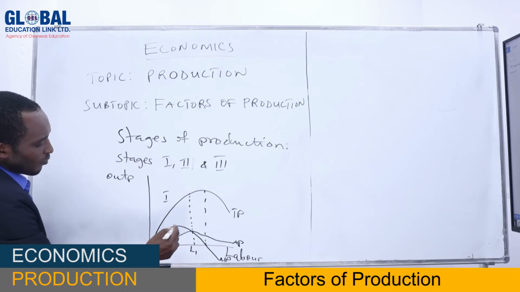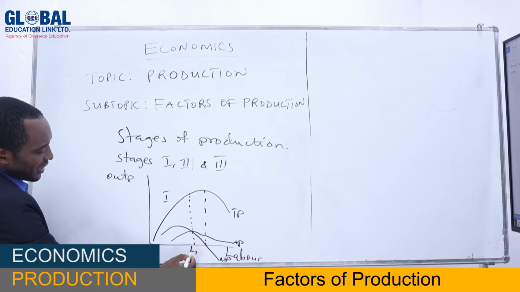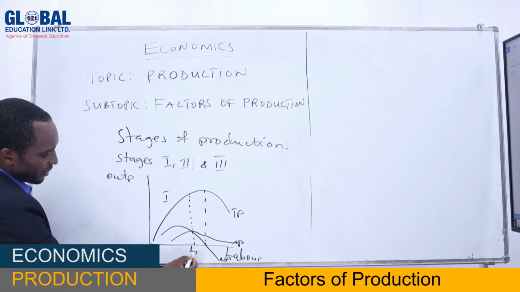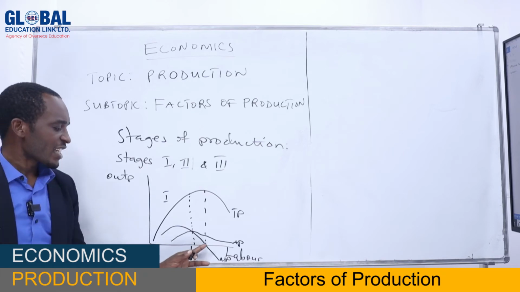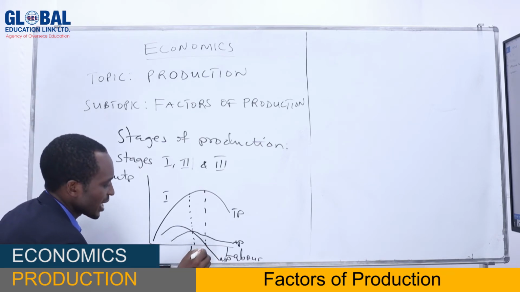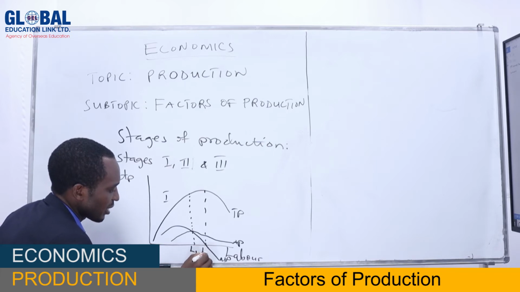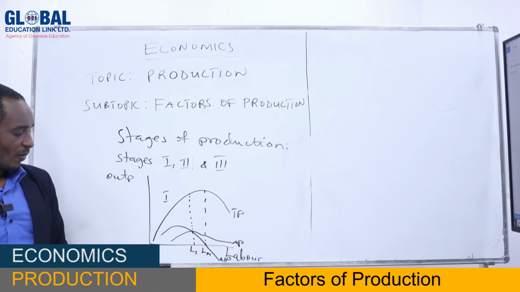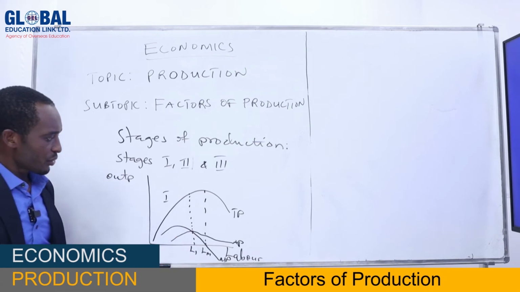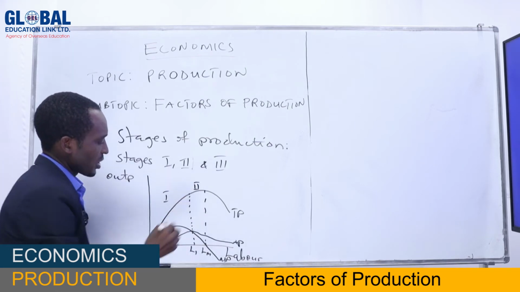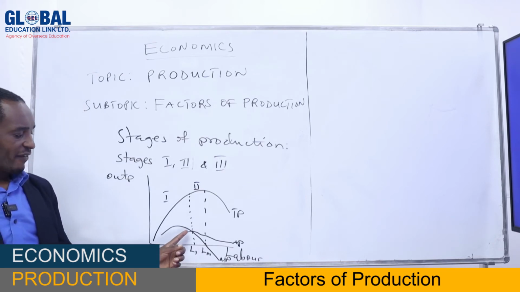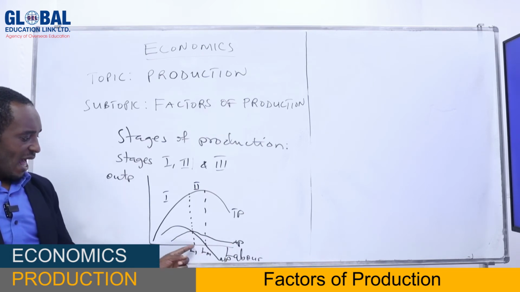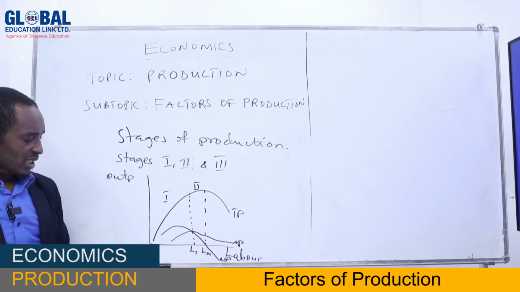And stage 2 starts when the marginal product is equal to the average product, at this point L1, up to when the marginal product is equal to 0. When the marginal product is equal to 0, at this point I can put LM, so the labor will be LM. So stage 2 starts when the average product is at a maximum, or when the marginal product intersects with the average product, up to when the marginal product is equal to 0.